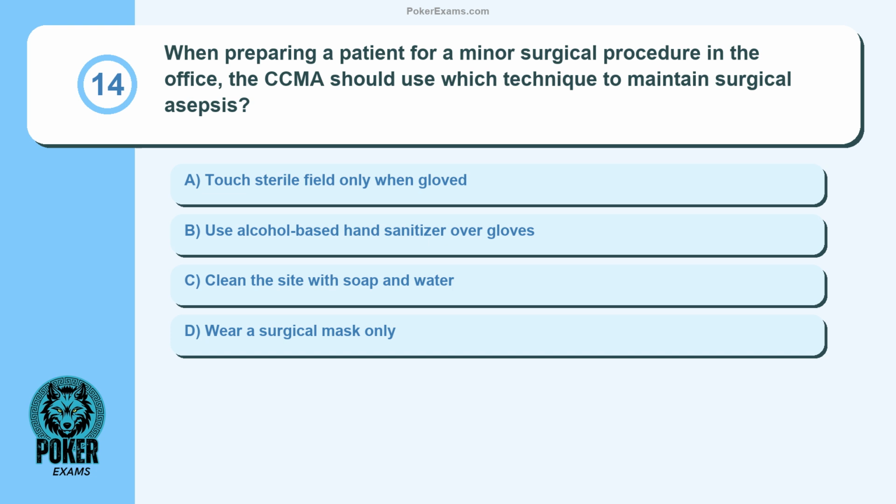Question 14. When preparing a patient for a minor surgical procedure in the office, the CCMA should use which technique to maintain surgical asepsis? Touch sterile field only when gloved. Use alcohol-based hand sanitizer over gloves. Clean the site with soap and water. Wear a surgical mask only.